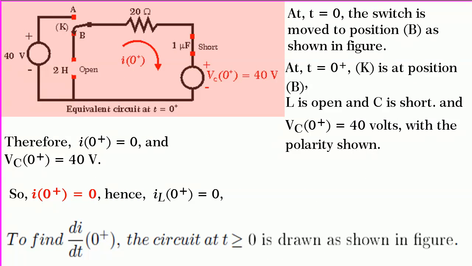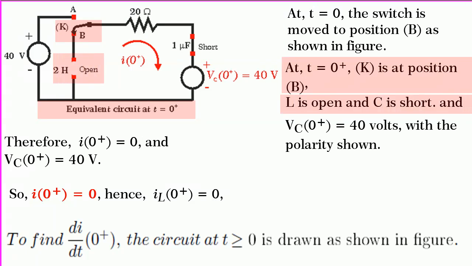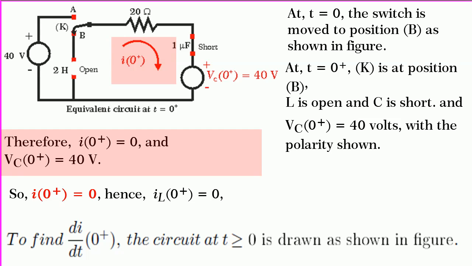If we draw the equivalent circuit at t equal to 0 plus, we see that K is in position B, L is open and C will behave as a source of 40 volts as shown. Therefore, I(0+) is equal to 0 and Vc(0+) is equal to 40 volts and we see that IL(0+) also is equal to 0.